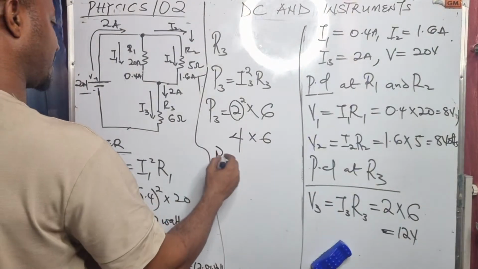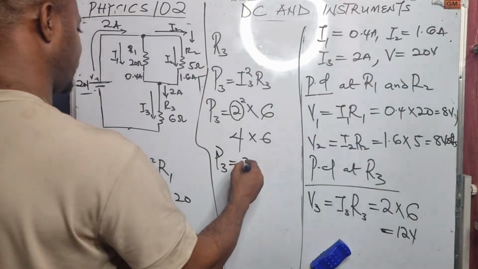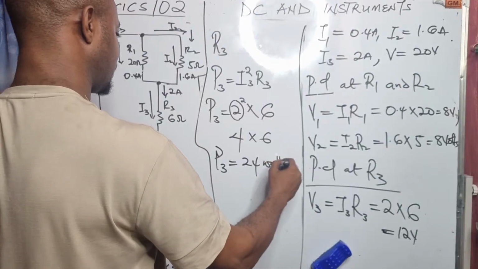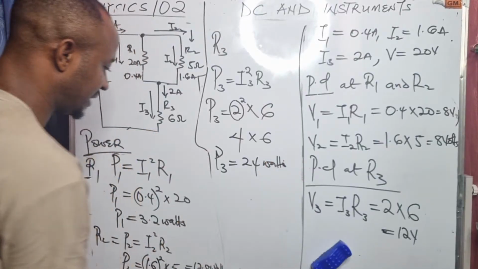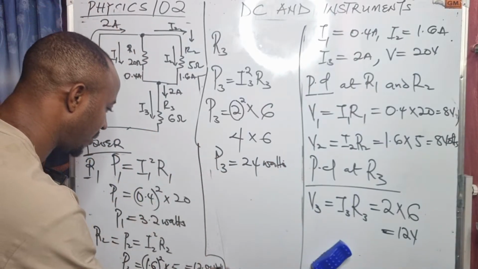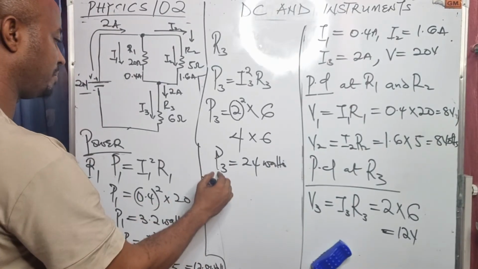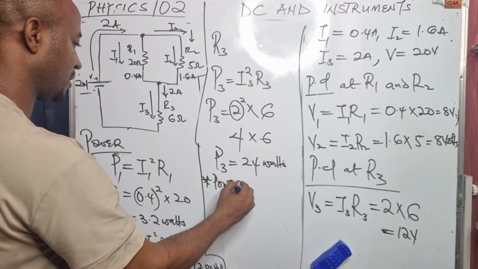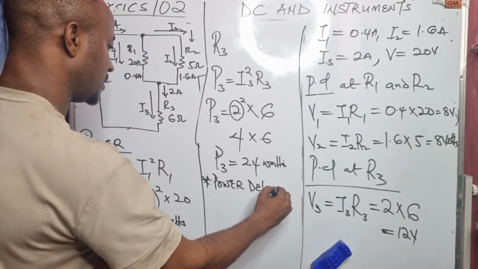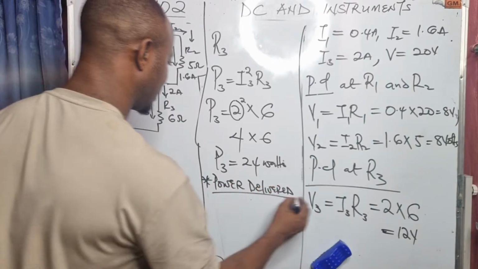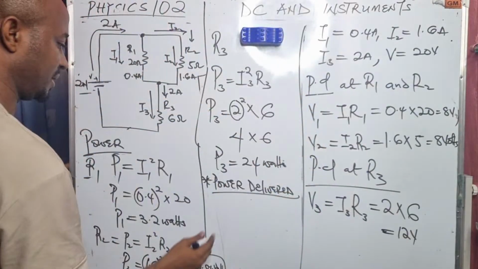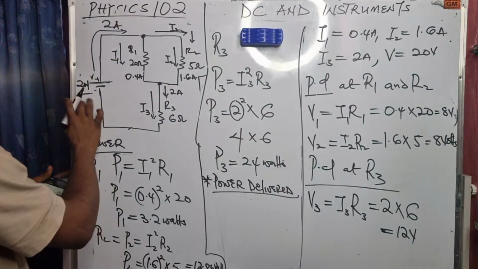So here our P3 becomes, I guess, 24 watts. The last question then says, what is the power delivered by the battery? By the battery, it simply means I'm going to use the battery.